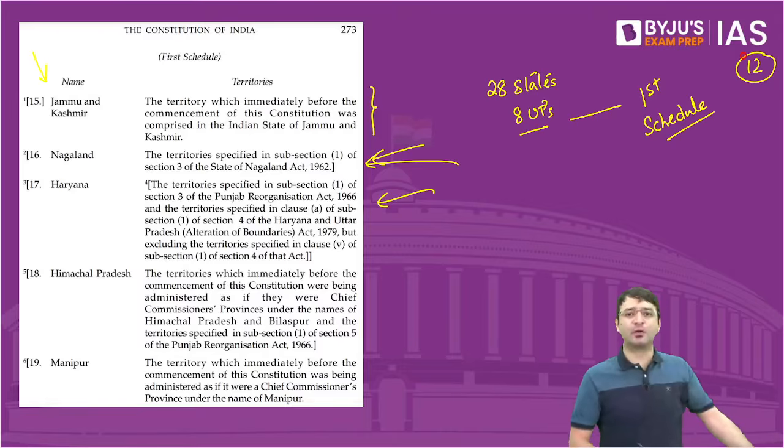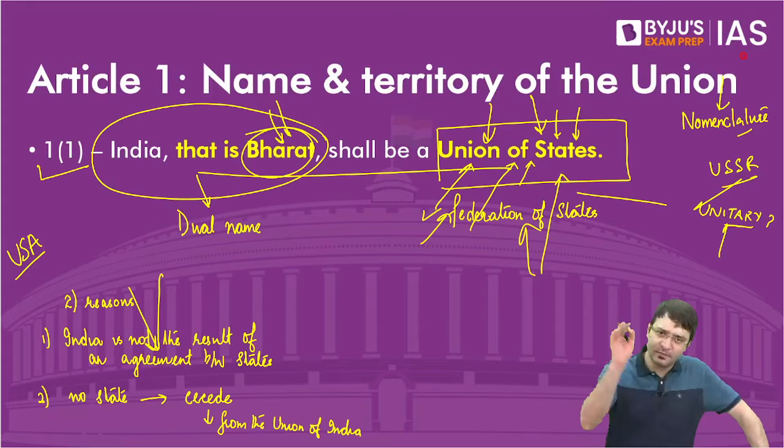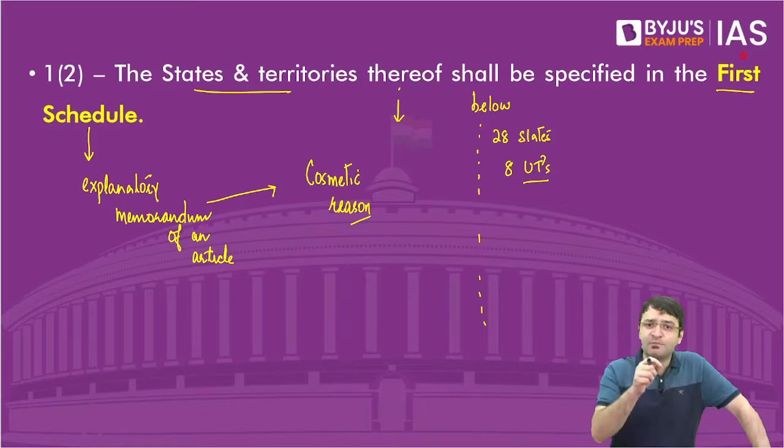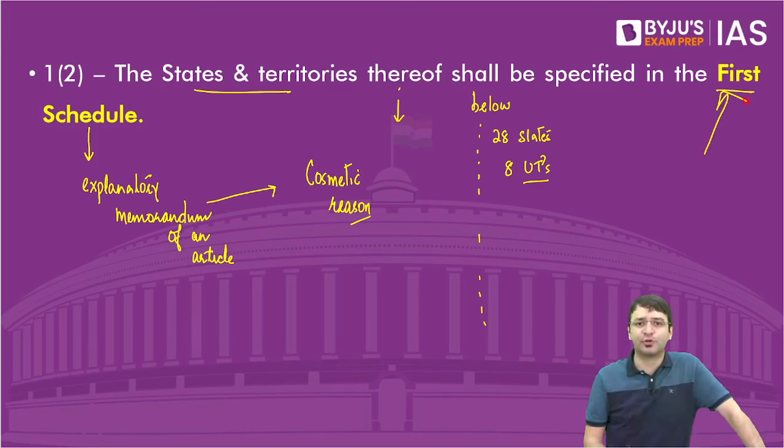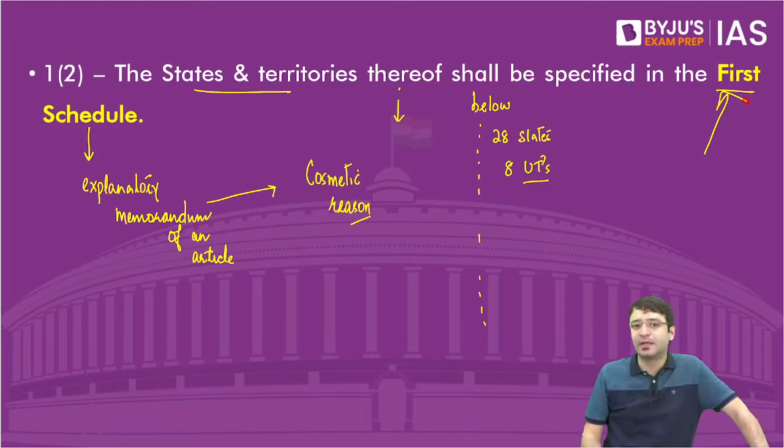So Article 1, Clause 1. India, that is Bharat, shall be a union of states. Is that clear? No confusion here? Very good. The names of the states and the territories thereof shall be specified in the first schedule of the Constitution. We know what the first schedule is: the details of 28 states and 8 union territories.